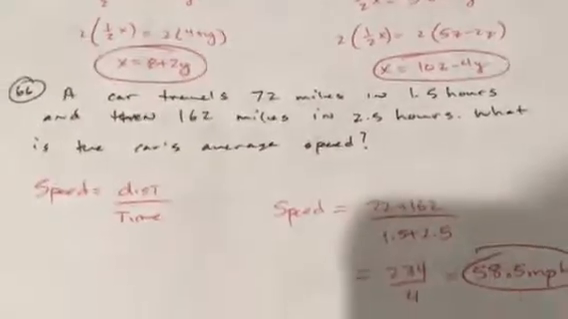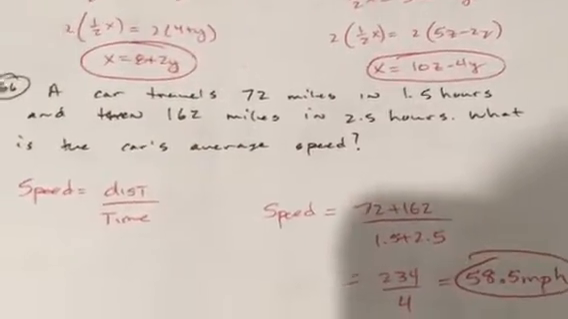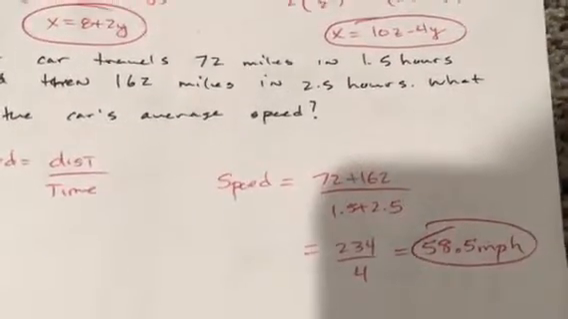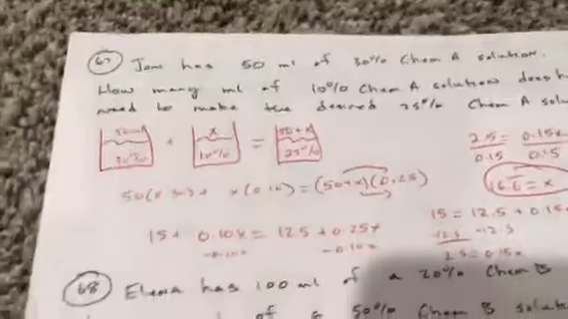A car travels 72 miles in 1.5 hours, then 162 in 2.5 hours. What's the car's average speed? Add the distances, add the total time. 234 miles in 4 hours, and that's your miles per hour. All right, last two here.